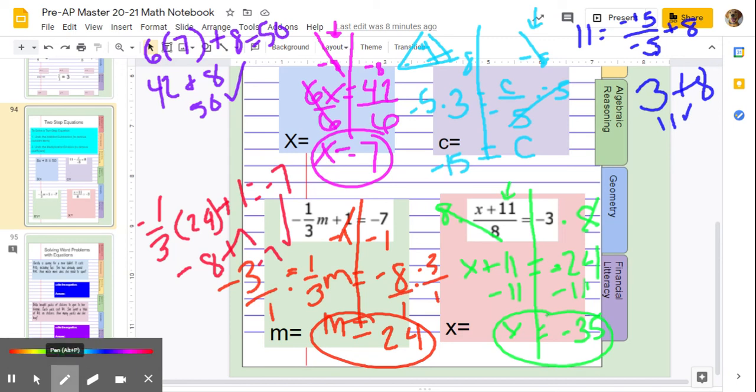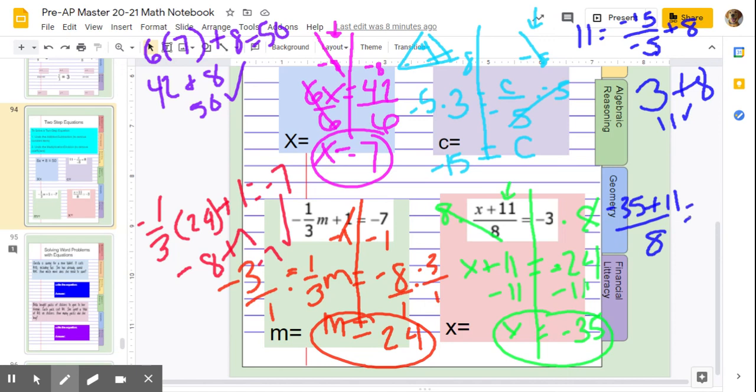And then again, I'm going to go check that answer just to make sure that I was right. So we're saying negative 35 plus 11 over 8 equals negative 3. So negative 35 plus 11 is negative 24 divided by 8. And negative 24 divided by 8 is negative 3.